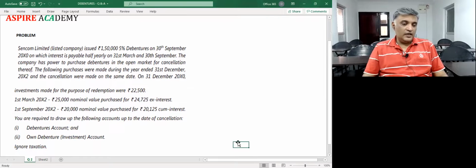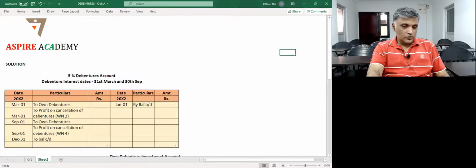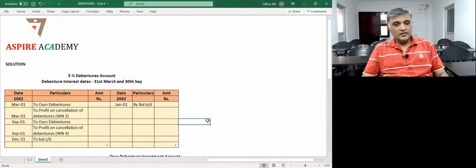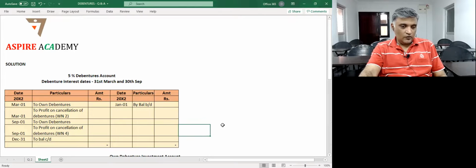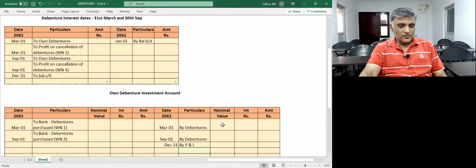So the requirement is very clear. We need to prepare 2 ledger accounts, one for debenture account, the other the own debenture investment account, right? So let's open 2 ledger accounts like this. 5% debentures account, and the debenture interest dates are 31st March and 30th September. And then we will have the second account called own debentures investment account.